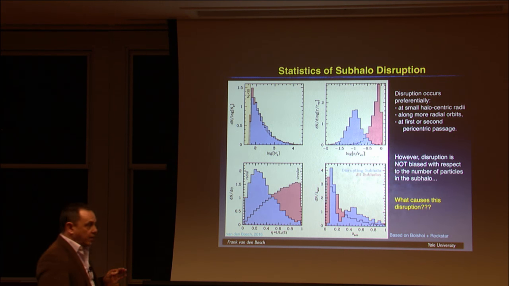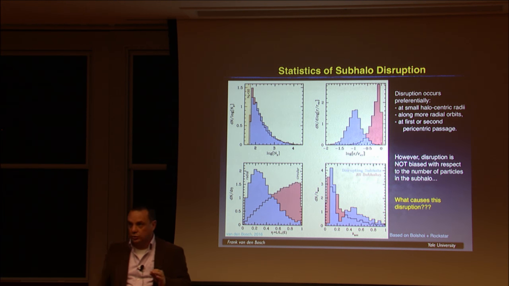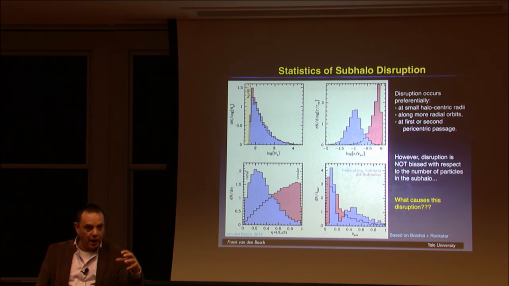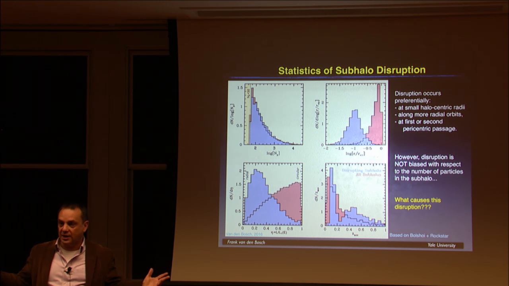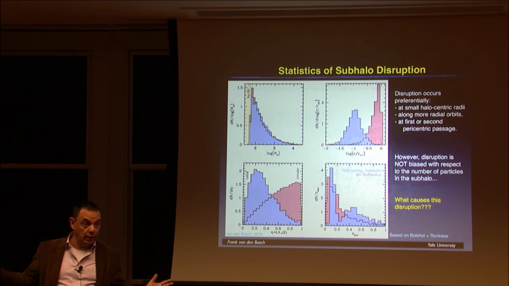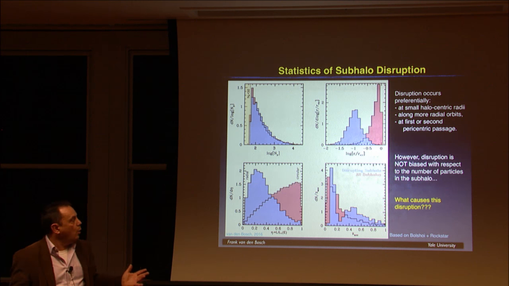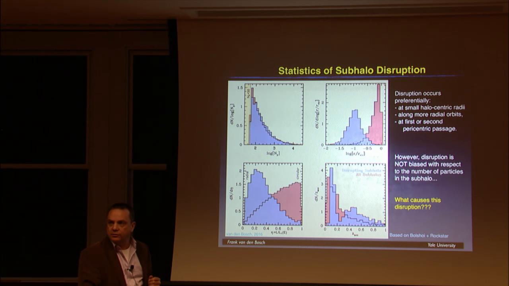There are subhalos there that have 10 to the 4 particles that are happily trotting along, la la la la, boom, they're gone. 42 megayears later, they're gone, at least from the halo catalog. And you go, what is this? What is causing this kind of disruption?